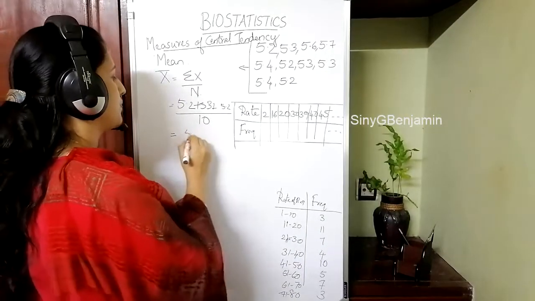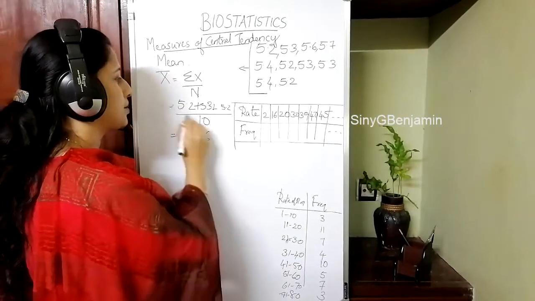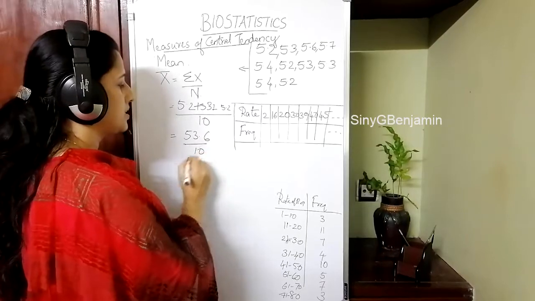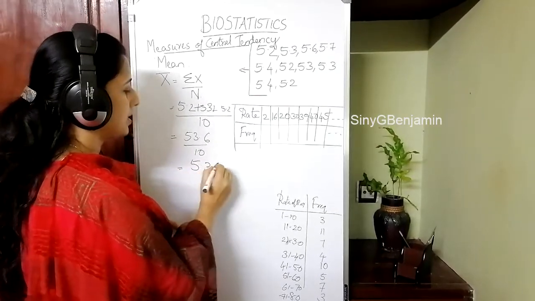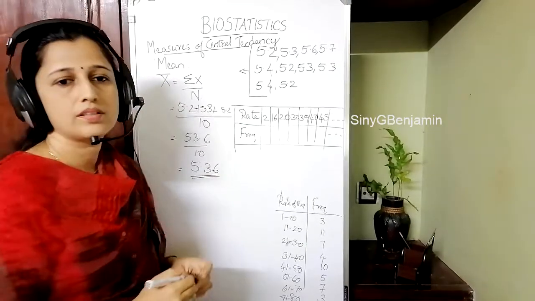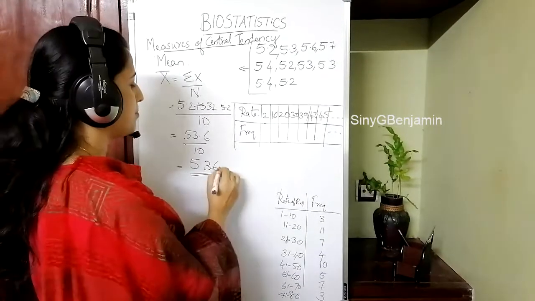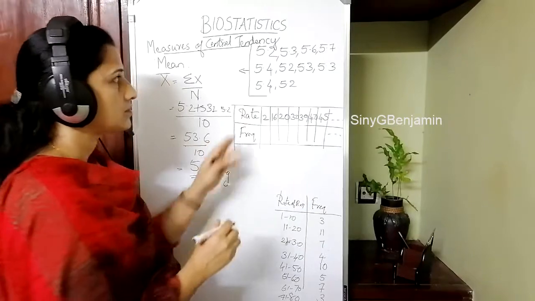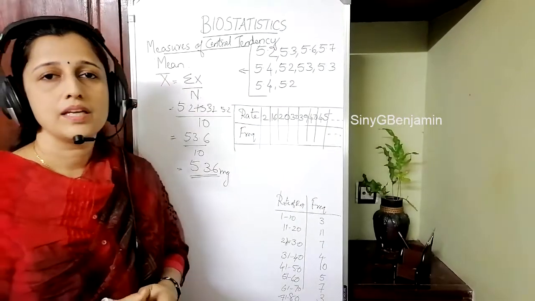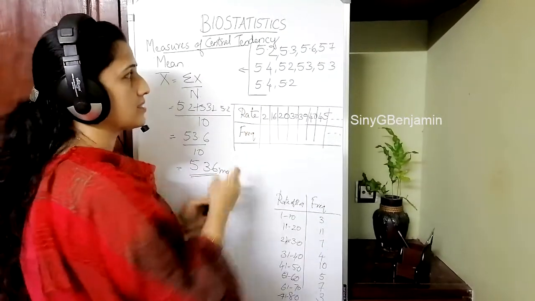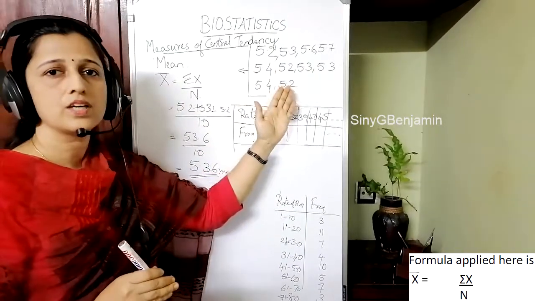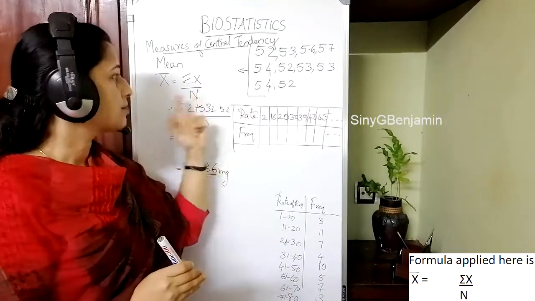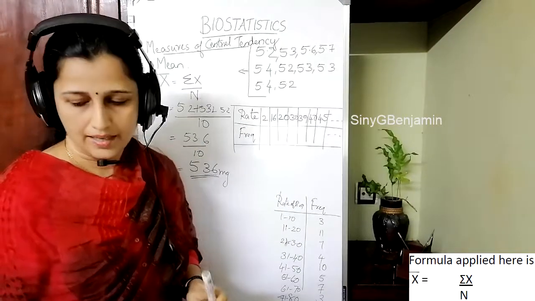So the total divided by 10, and the sum of all these numbers comes to 53.6. 53.6 divided by 10 is equal to 5.36. 5.36 mg per 100 ml will be the arithmetic mean of this data. This is ungrouped data, and this is how we find it. For ungrouped data, the equation which we apply is sigma x divided by n.